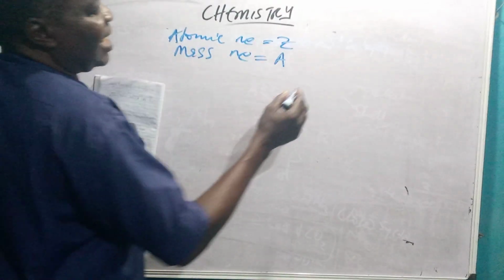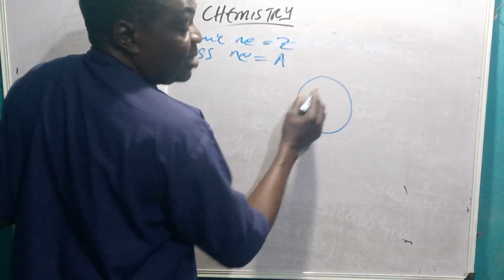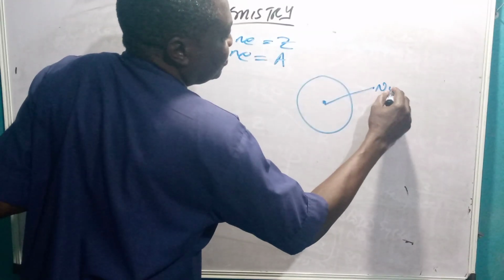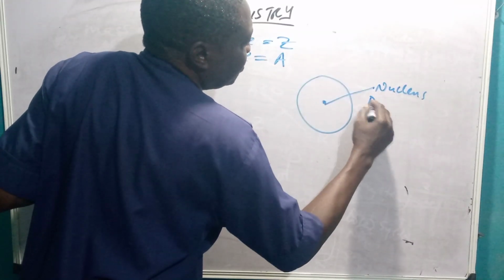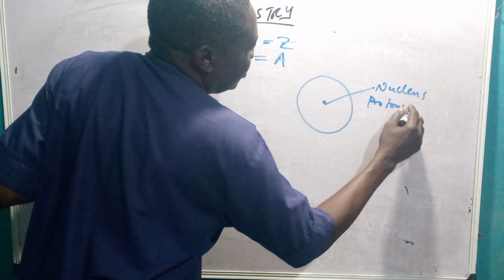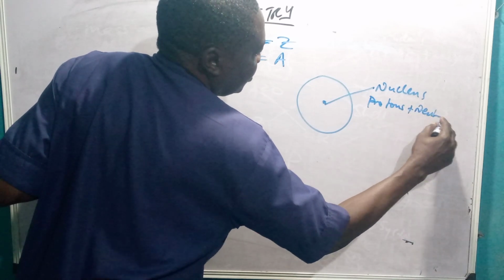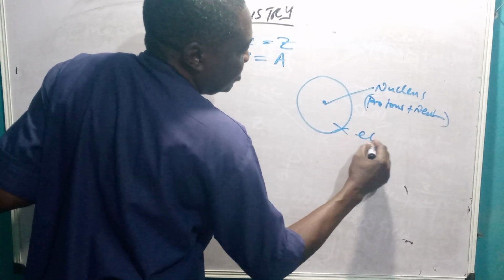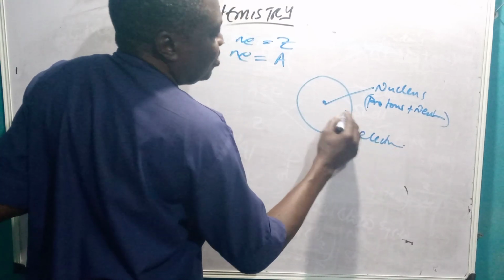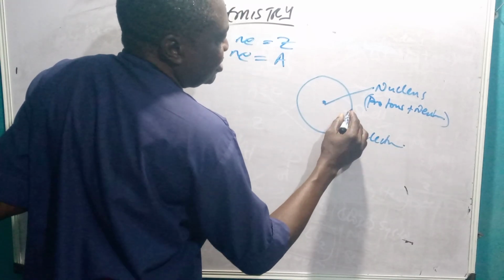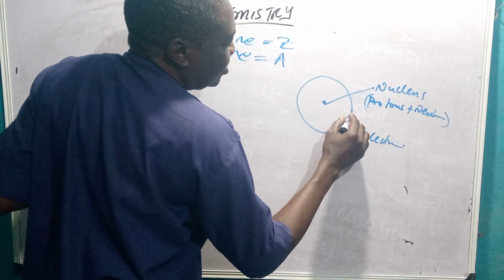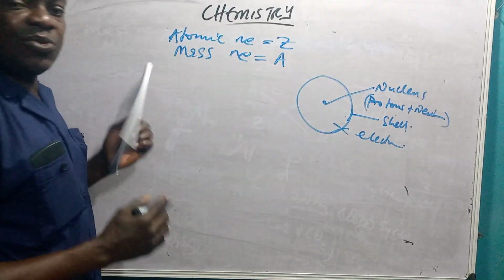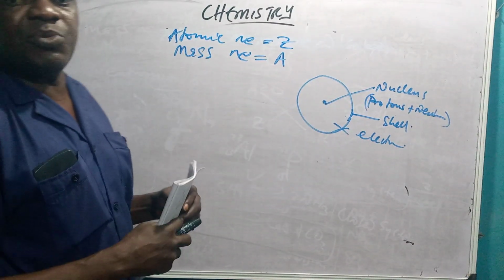Now, let's assume we have a circle like this. It's not actually a circle, it's spherical in shape. You have the nucleus. This nucleus contains protons and neutrons, while the shell contains electrons. Remember, this spherical structure is called shell. We are not discussing this for this class. We'll watch out for that when we are discussing atomic structure.